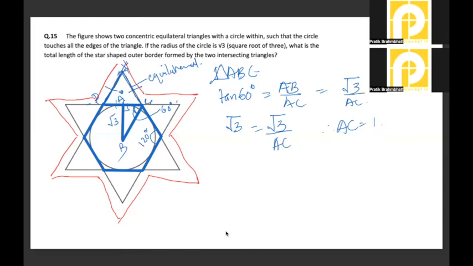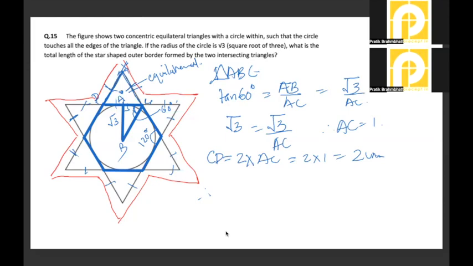Now, CD is equal to twice of AC because A is the midpoint. Therefore, 2 into 1, the value of CD will be 2 centimeters. Therefore, all the sides of your triangles will be 2 centimeters, because they are all equal and they are equilateral triangles, since the inner blue part is a regular hexagon.